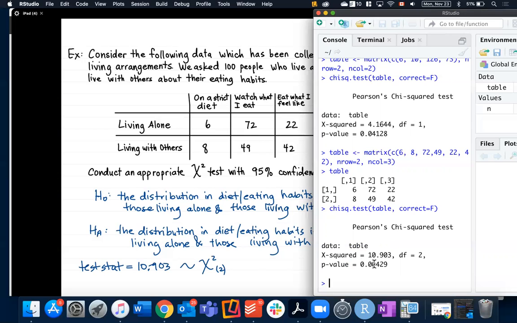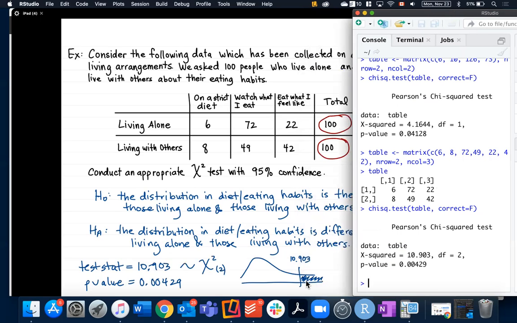And this corresponds to a p-value of 0.00429. Okay. And if I wanted to draw a little picture here, right, there's my chi-square distribution. There's my test statistic of 10.903, and my p-value represents the area to the right there. Okay, so chi-square tests always do the area to the right. And based on this, we can make some conclusions, which we'll do in a second.